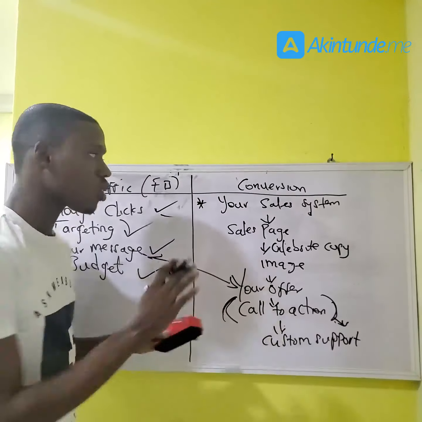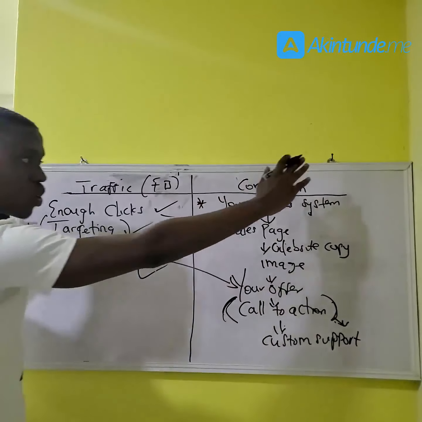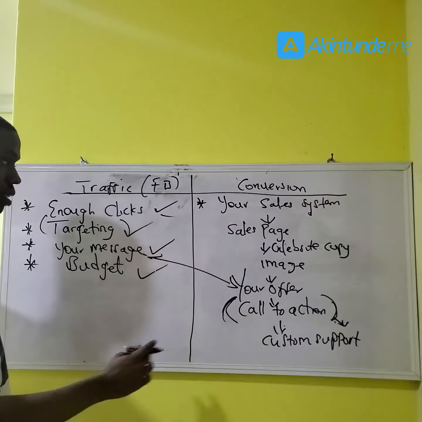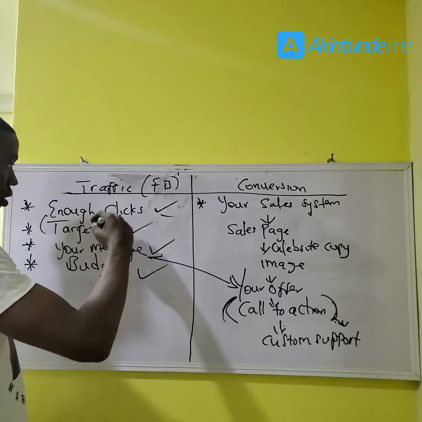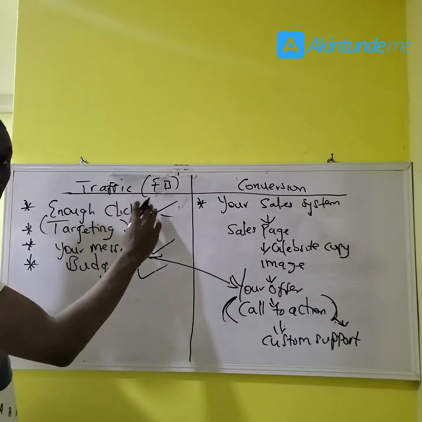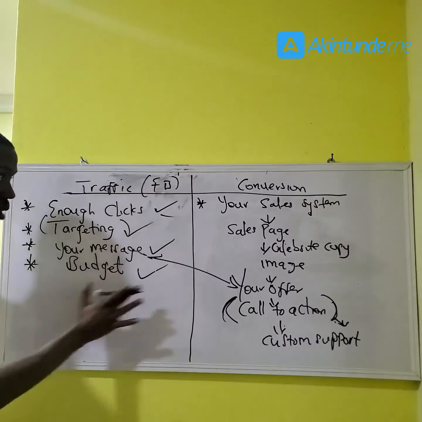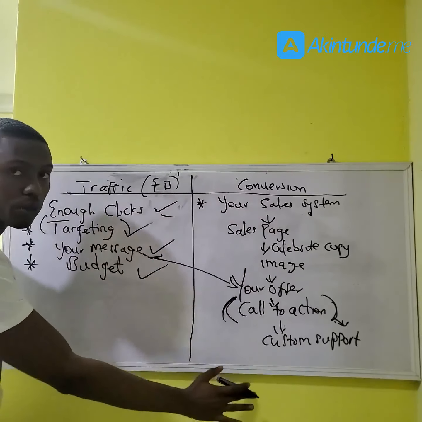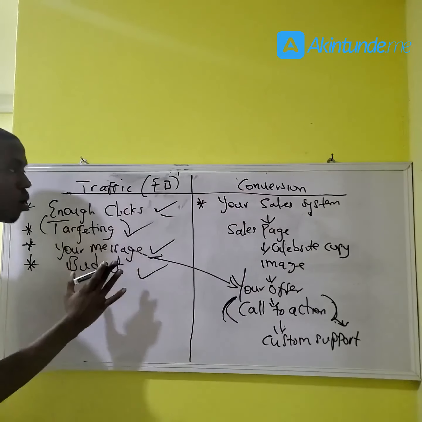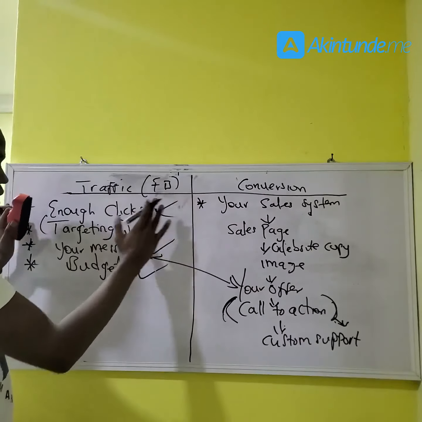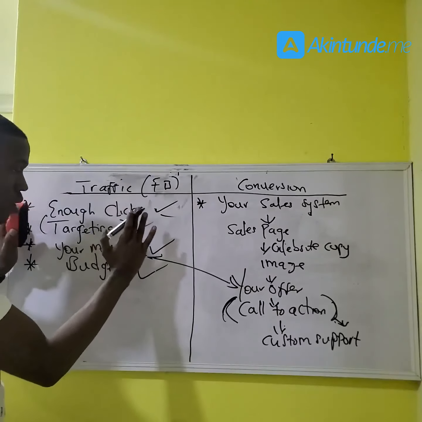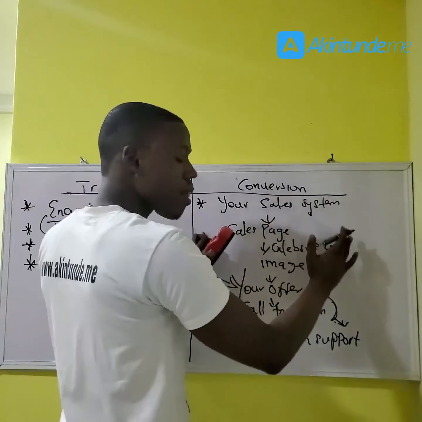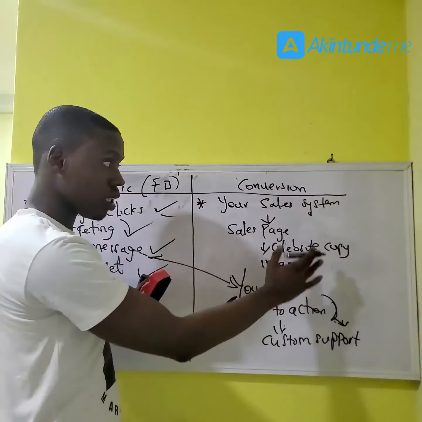So you need to understand all these things. You need to dissect your advertising campaign the way I just did. Dissect everything and understand. If you are not having enough clicks, people are not clicking through to your sales page, so the problem is from the campaign. But if you're having enough clicks, your targeting is okay, you did your research very well, your message is okay, your budget is okay, and they come to the page and they're struggling, you need to check all these things out.